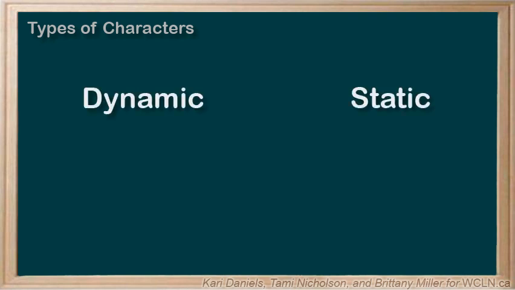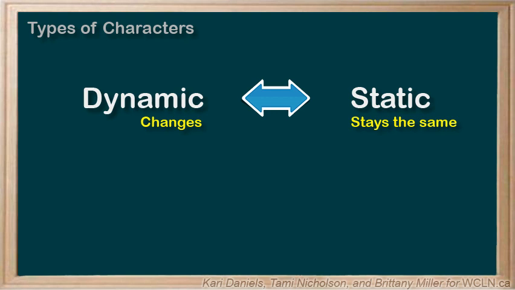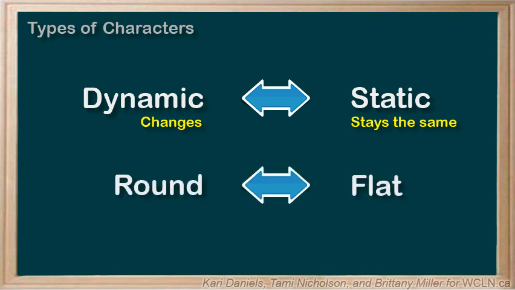An easy way to remember some of these characters is to notice that dynamic and static characters are the opposite. One changes and develops, and the other doesn't. Another set of opposing characters are round and flat characters. One has many traits, and the other doesn't.